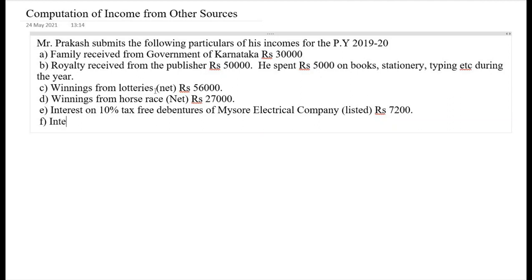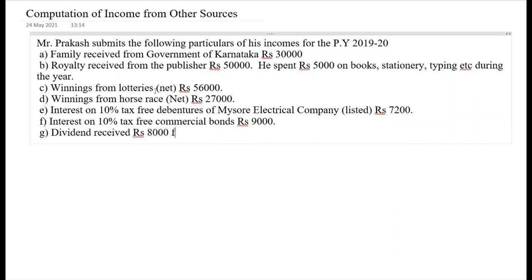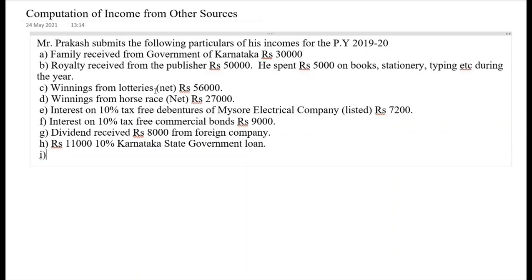Then next one here, interest on 10% tax-free commercial bonds, rupees 9,000. Dividend received, rupees 8,000 from foreign company, rupees 11,000, 10% Karnataka state government loan, rupees 36,000.